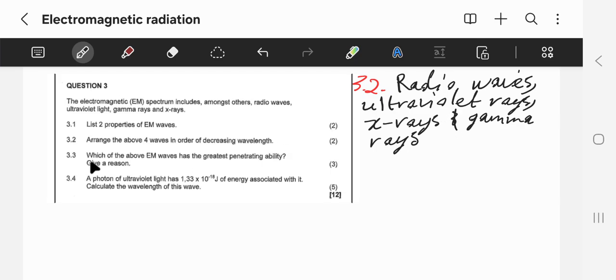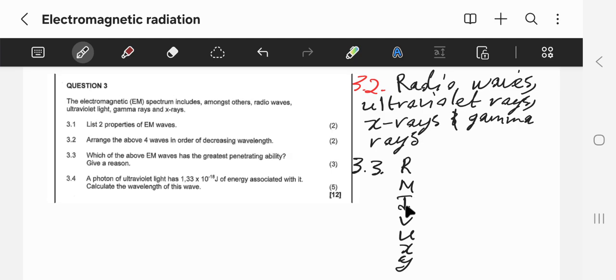Now let's look at 3.3. It says which of the above electromagnetic waves has the greatest penetrating ability? Give a reason, and this is how we'll answer that question. Again, guys, to answer this question, we go back to Ronaldo's mother is visiting Uncle Xavier's garden.